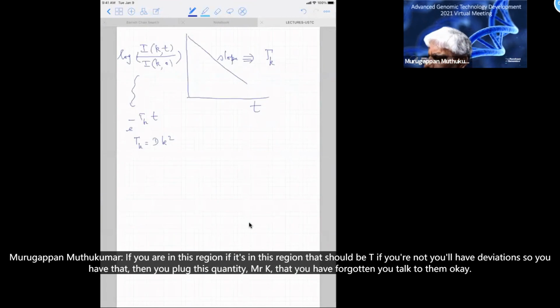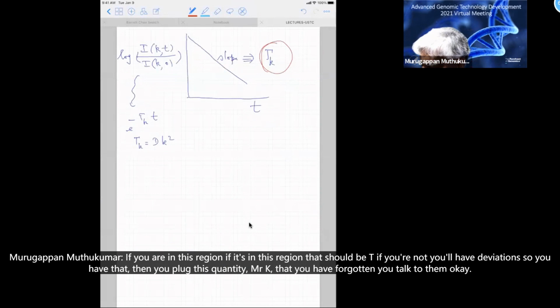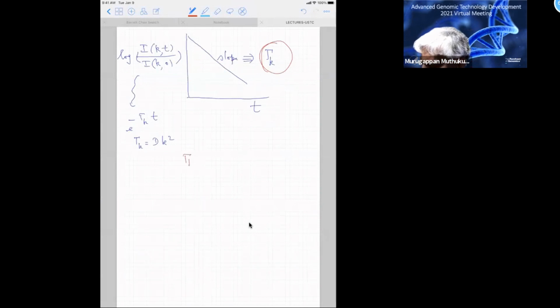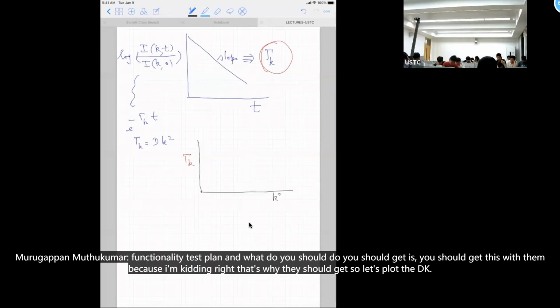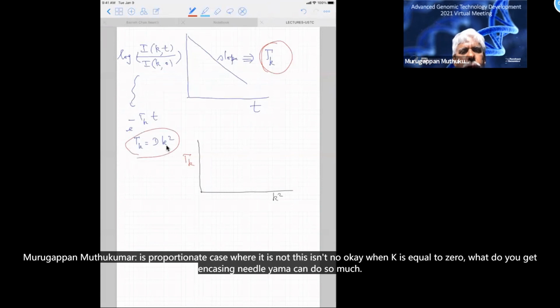Then you plot this quantity. This is gamma k that you have gotten. You plot gamma k as a function of k squared. And you should get this result, because I'm repeating, right? That's what you should get. So gamma k, D k squared, is proportional to k squared. When k is equal to 0, what do you get?